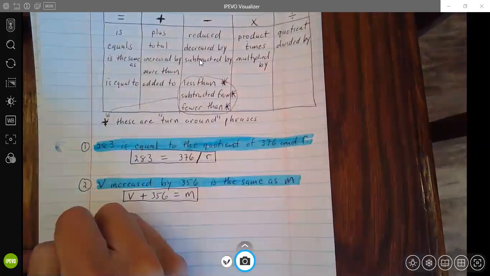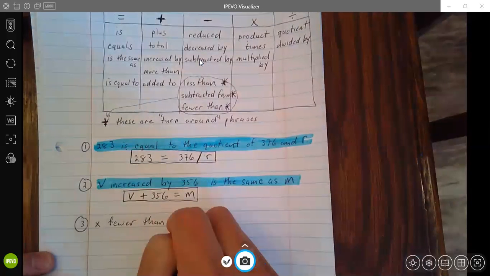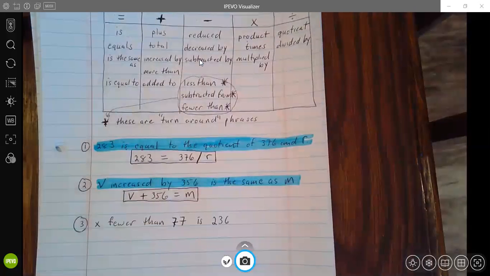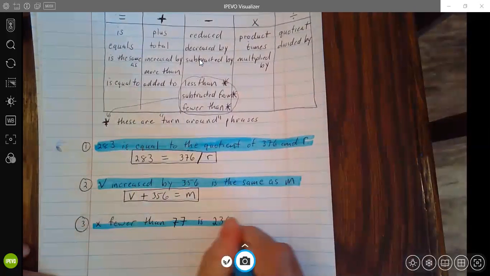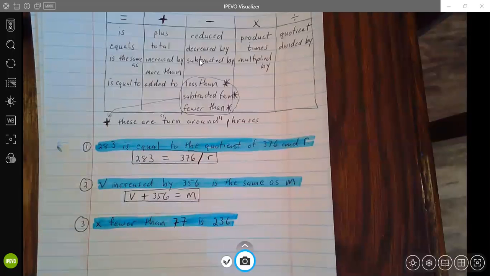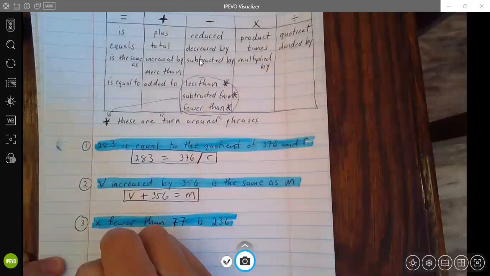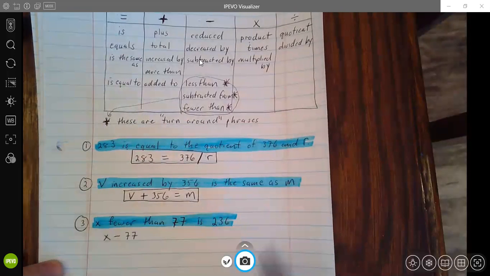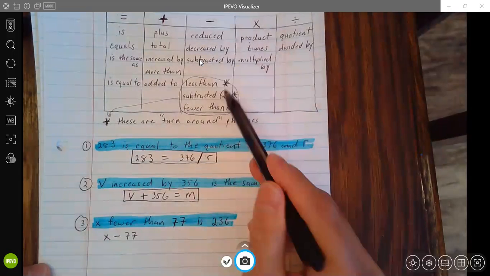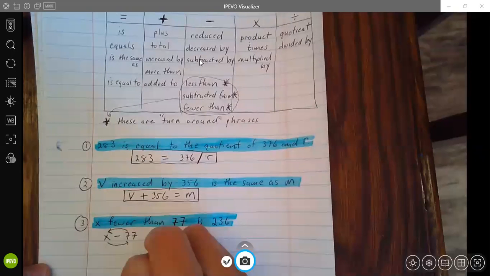So number 3, x fewer than 77 is 236. So there's your IXL problem. First we're going to put it in order. X fewer than 77. So we'll put x, fewer than goes under minus, so that's fewer than 77. But it's not one of the ones up here that you don't have to turn around. It's fewer than, it's one of our 3 special ones. So that means we have to flip this around. So it's going to be 77 minus x.